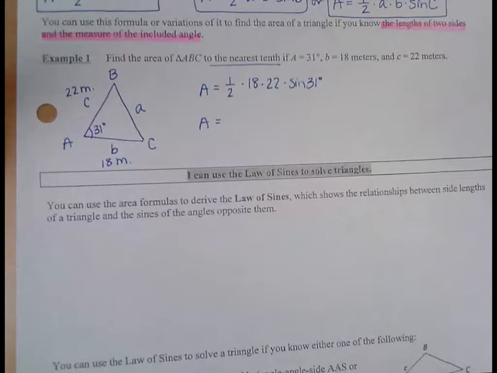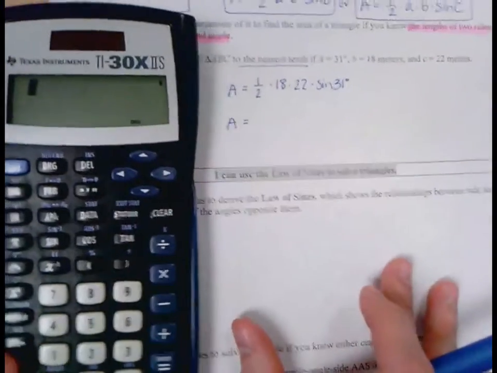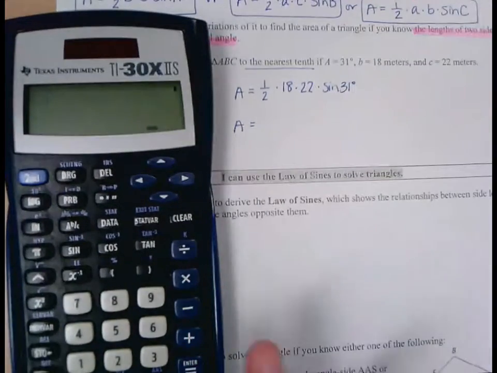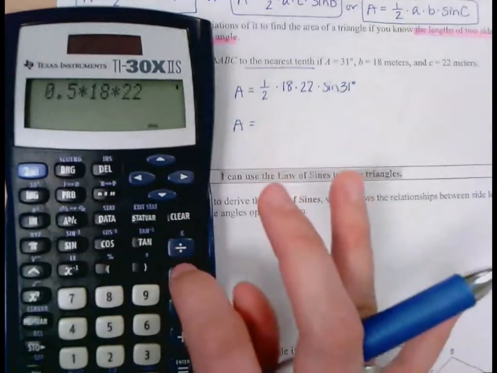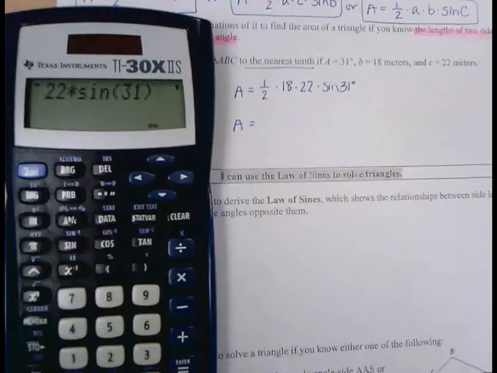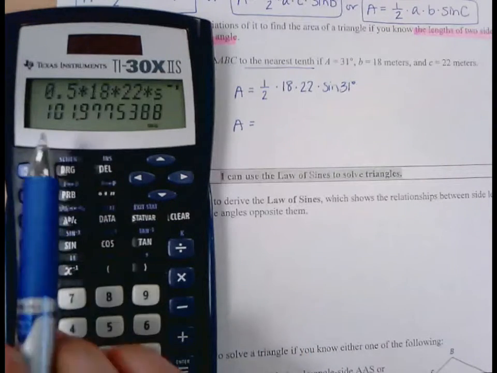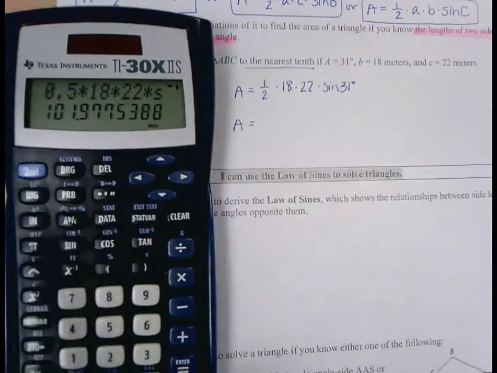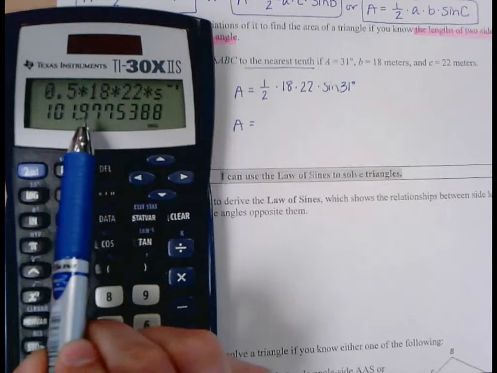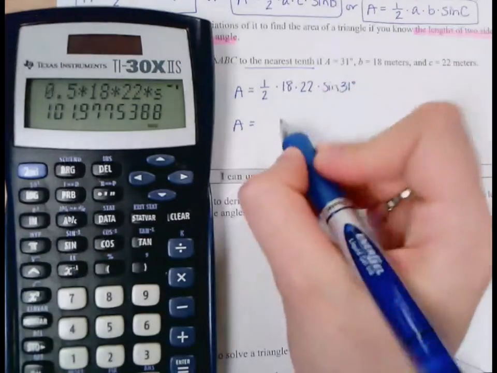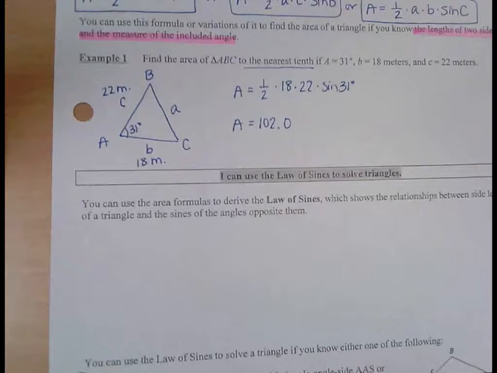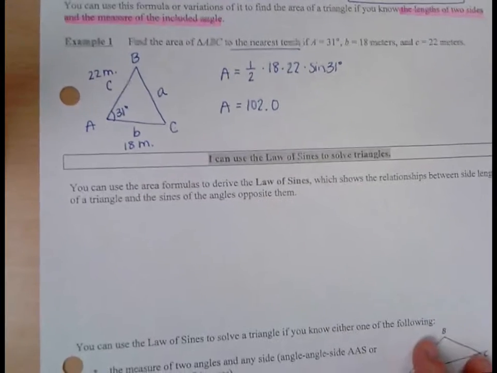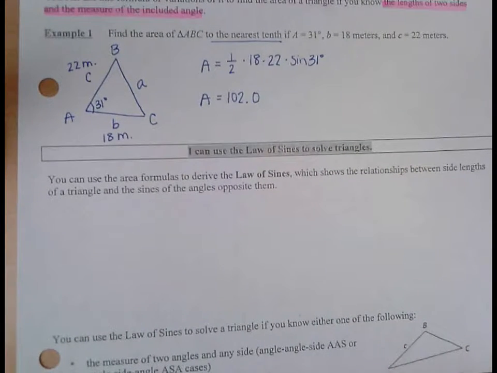On your calculator, make sure you can get the same answer. You can type 1/2 in as 0.5 if you'd rather do that. So 0.5 times 18 times 22 times sine of 31 degrees. So I'm getting 102.0 because that tenth place would round up to another 10. So 102.0. I should put the 0.0 if it does specify to the nearest tenth to show the tenth place. And then what would the units on the area be? Meters squared.